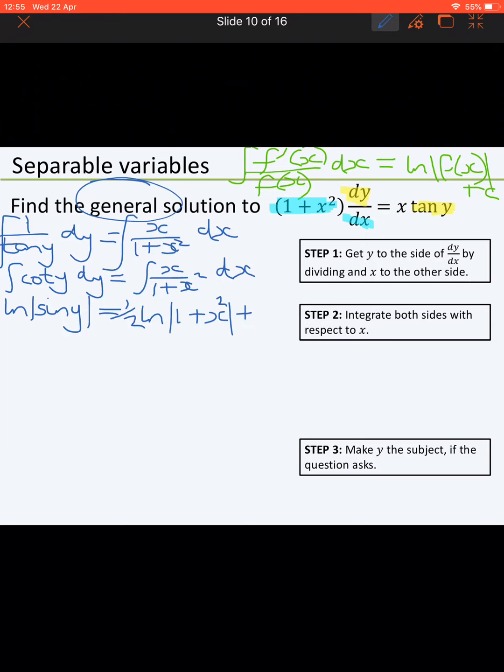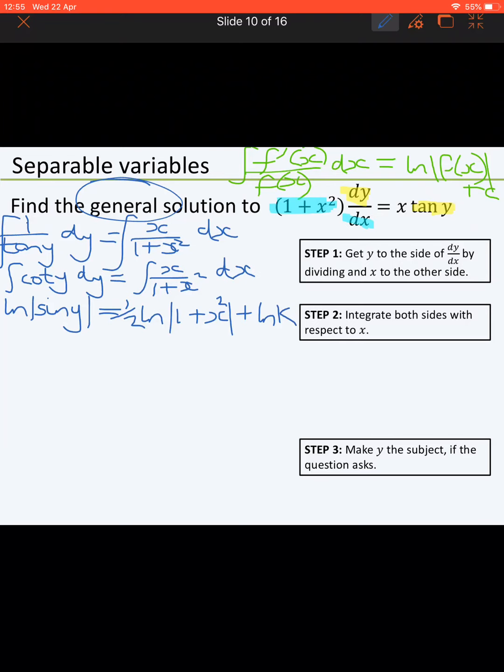So I'm going to put plus ln k. Now you can use any letter, but we tend to use k there. I'm happy that that's still a constant, because if k is a number, then the logarithm of k is also some constant, some unknown number.